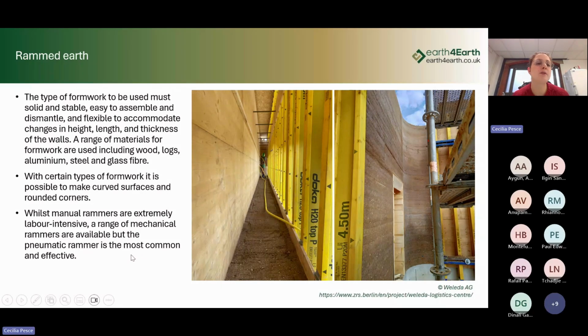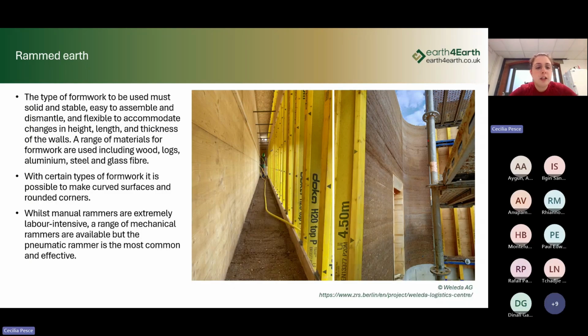So the type of formwork is really important in the rammed earth technique. It needs to tick a few boxes. It needs to be solid and stable, of course, but also very importantly, needs to be easy to assemble and dismantle. Needs to be flexible to accommodate different heights, length, and thicknesses. And it can be made in a range of materials. So traditionally it has been made in wood, but also logs, aluminium, steel, and glass fiber. And again, it allows to make curved surfaces, which is quite a particular feature.